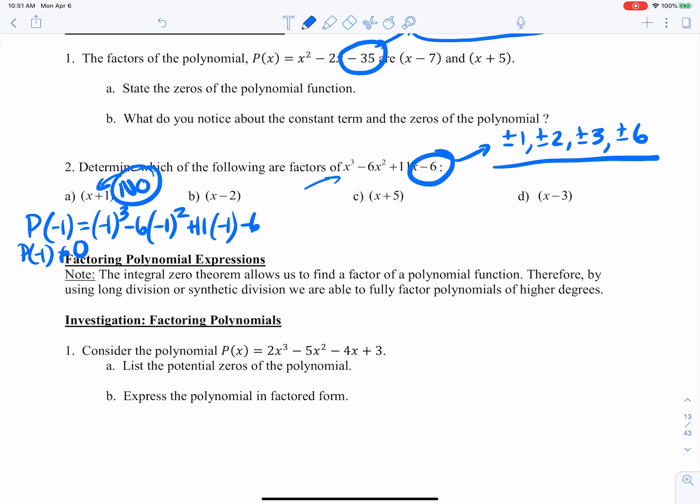And I'm not going to do the next ones, but I think you can try it on your own and determine that this would be a factor, yes, no, and yes. Again, subbing 3 into the polynomial, it'll be equal to 0. If I sub negative 5 into the polynomial, it will not equal 0.